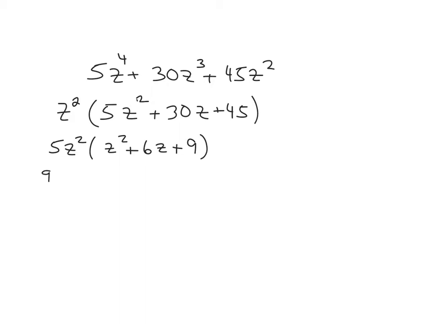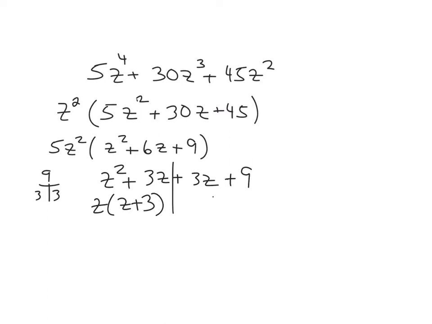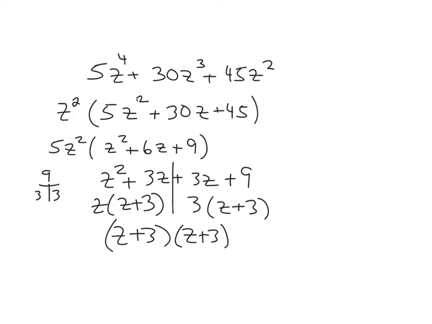So the AC on 9 would be 3 and 3. So I would have z squared plus 3z plus 3z plus 9. And then I have a z in common, so I'd have z plus 3. Z plus 3 will be over here as well, and a 3 in the front. So you end up with z plus 3 twice. And then, of course, you can't forget about what we originally took out up here, the whole 5z squared. That 5z squared comes on down and is a part of our official answer.